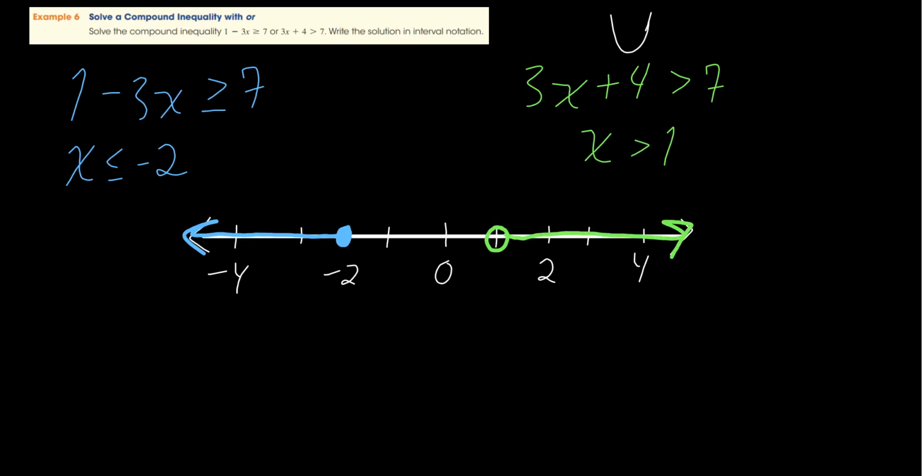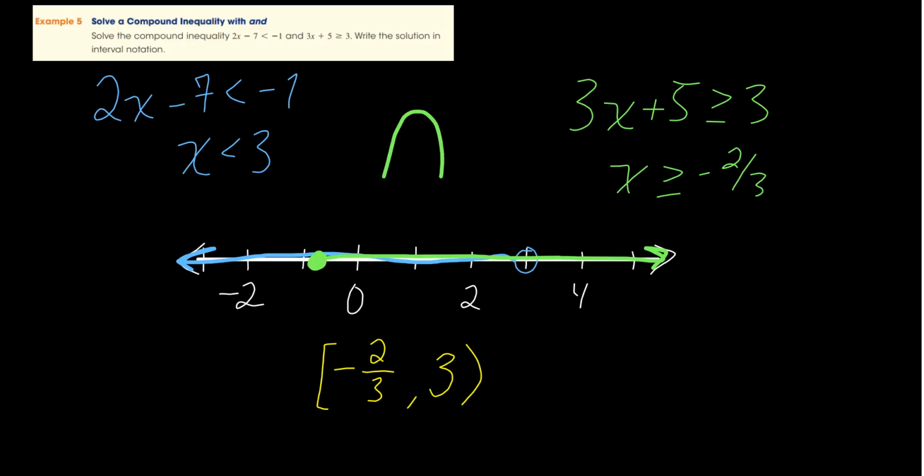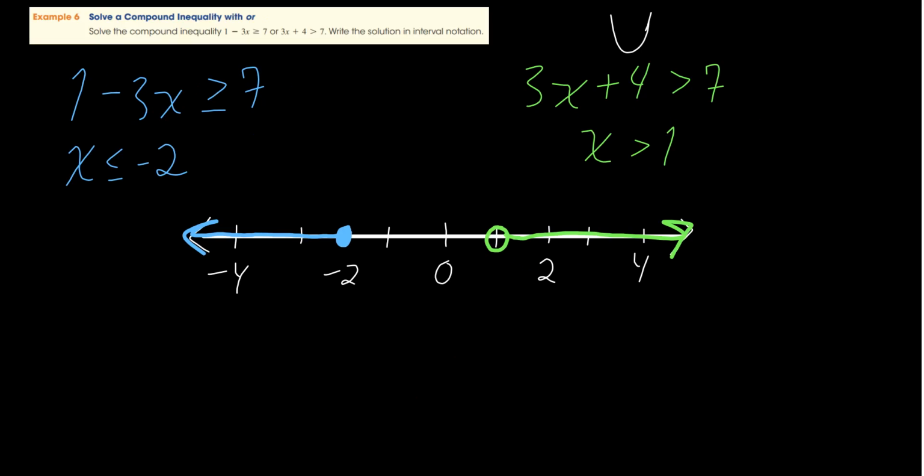On the previous one we had the and, it was where they intersected. We think of that and we say, okay, where do these two collide? Where do they intersect? This one, we're not looking for an intersection. We're just looking for where in the world it exists, right? So it exists everywhere where you see blue, and it exists everywhere where you see green.